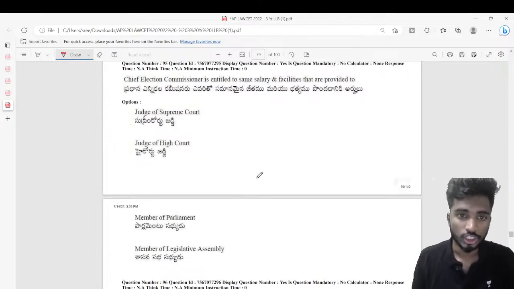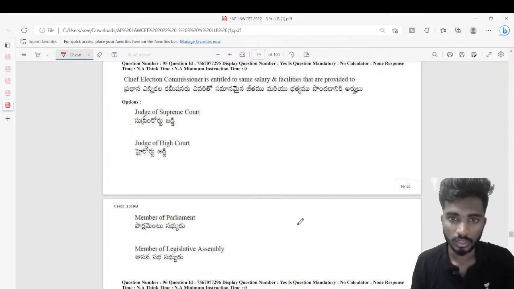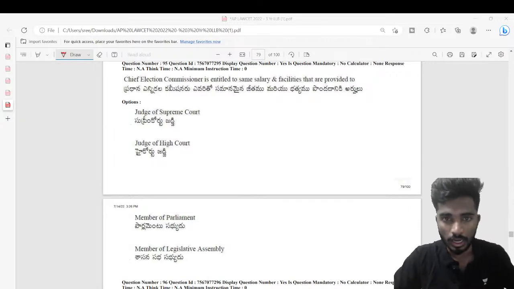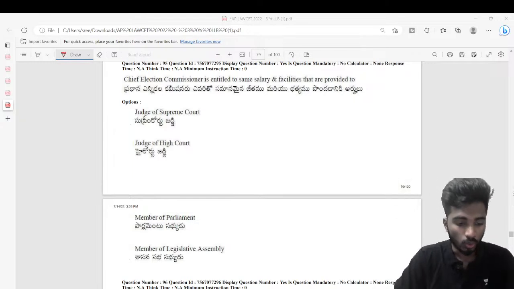Next, Chief Election Commissioner is entitled to the same salary and facilities that are provided to.